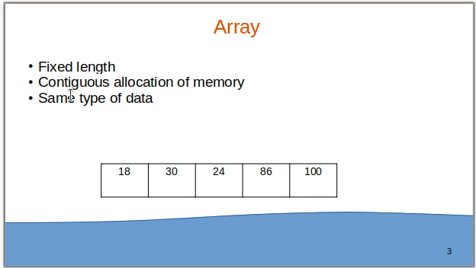It cannot store the string type of data. And it is contiguous allocation of memory. So it allocates the memory in continuous locations. If the size of the data is 4 bytes, and for example the address of this cell is 0, then this cell will be 4, this cell will be 8, the address of this cell will be 12, and the address of this cell will be 16. So this is contiguous allocation of memory.